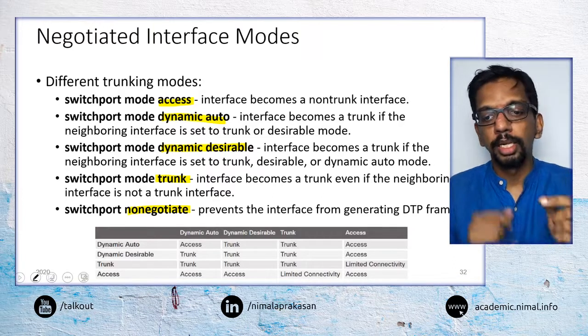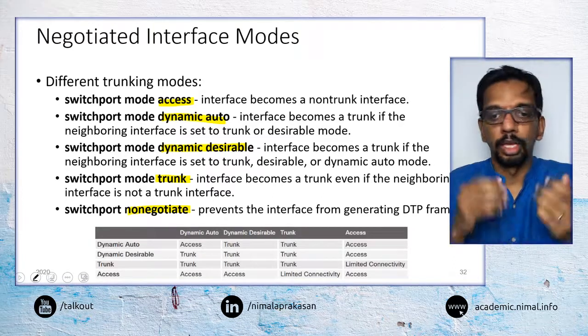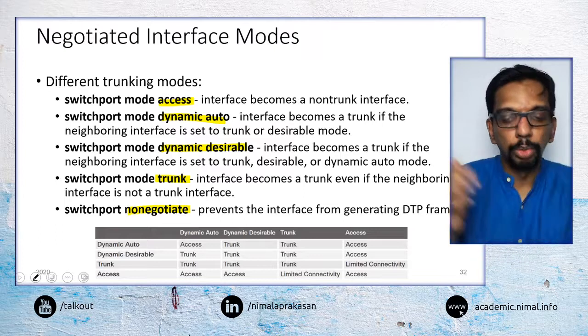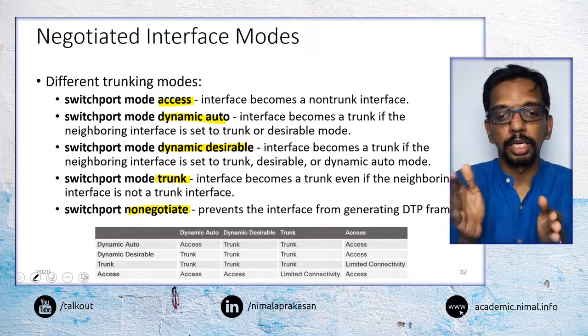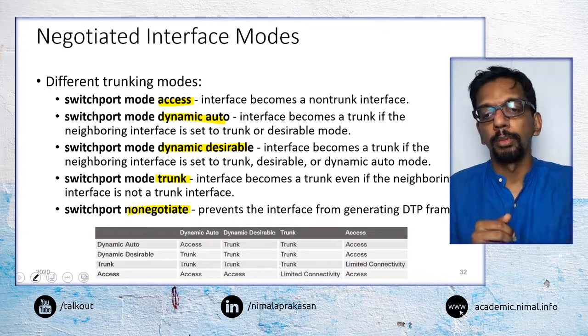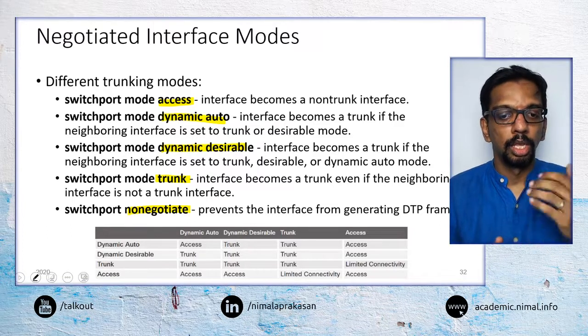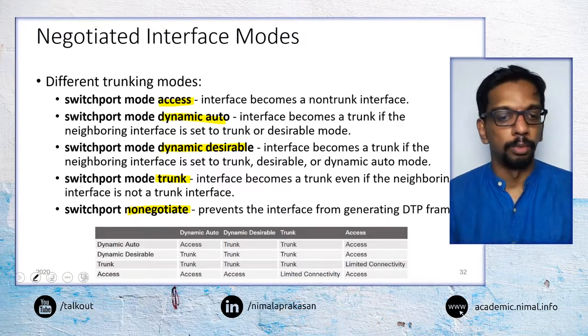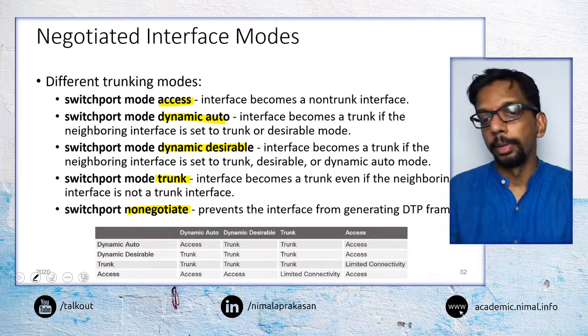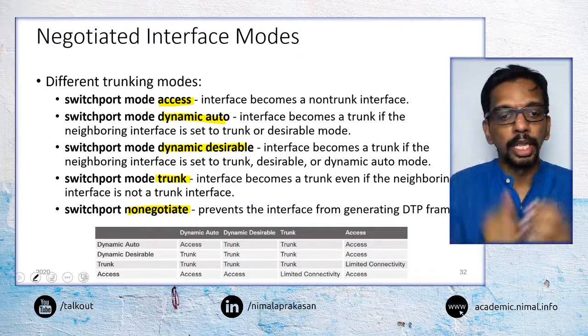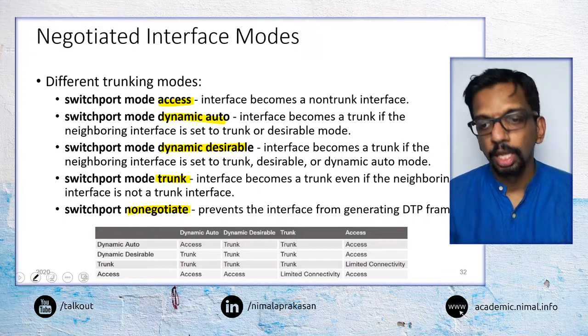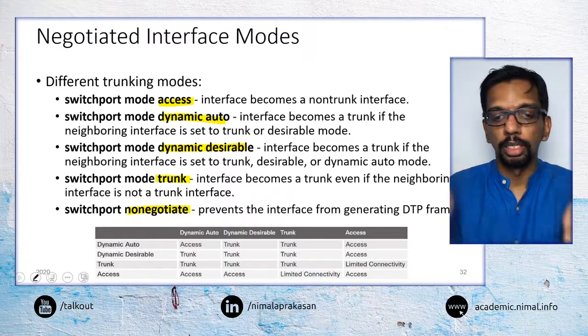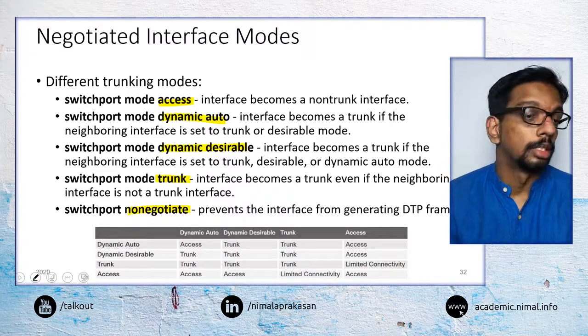Then desirable is about, again, the link would become a trunk if the neighboring interface is set to trunk, desirable, or dynamic auto modes. If it is trunk, even if the neighboring interface is not a trunk, the interface would become a trunk.